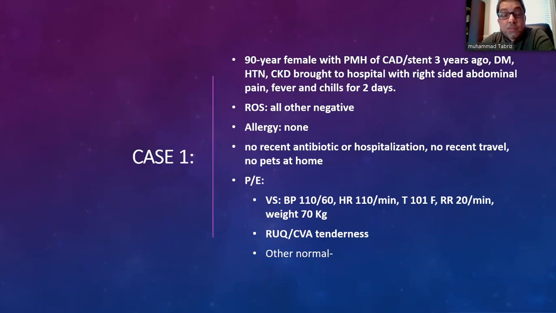Some of them are very sharp, actually. The patient has not been in the hospital recently, has not taken any antibiotic, no recent travel to anywhere, no pets at home. These are important information from an infectious disease standpoint. And the physical examination briefly is patient has tachycardia, fevers, and patient weight is 70 kilo. Only thing is right upper quadrant as well as costal angle severe tenderness, and everything else seems to be normal.